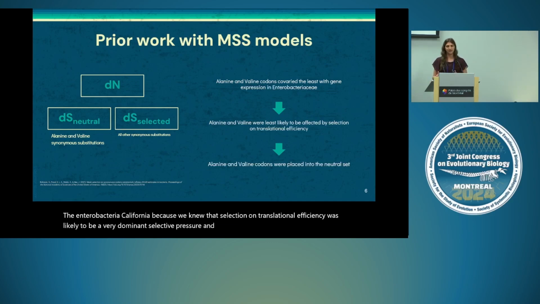And so we hypothesized that if selection on translational efficiency was dominant, then it would be strongest in genes with high expression and weaker in genes with low expression. And likewise, codon usage would co-vary most strongly with that selection pressure. So we looked for codons that were evolving more neutrally, codons which did not co-vary strongly with selection pressure and with gene expression. And we found that alanine and valine were the least correlated with this gene expression.